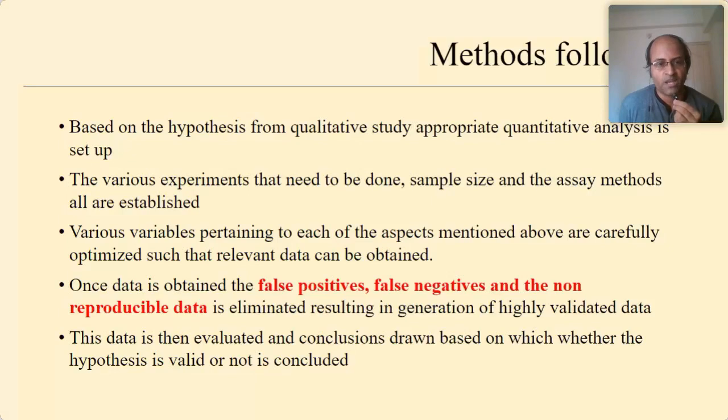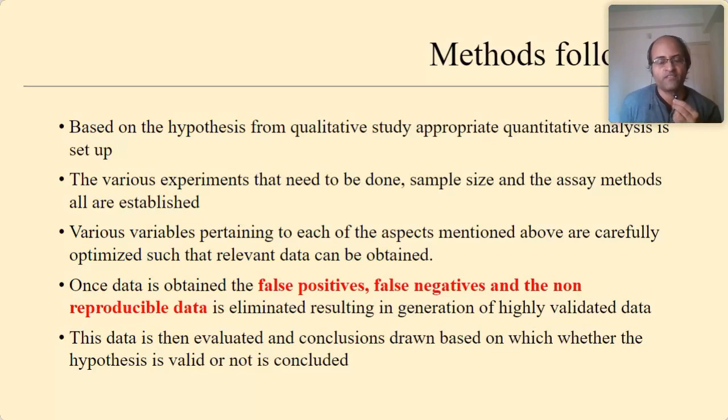So, what are the experiments to be done? What is the sample size? What are the assay methods? Then you get out with various variables and the optimization of the variables to get out with the best data. Once you obtain it, then you come to false positives, false negatives, and non-reproducible data, resulting in generation of highly validated data.